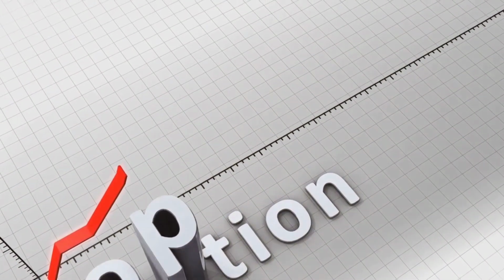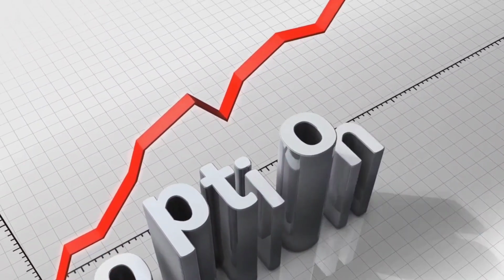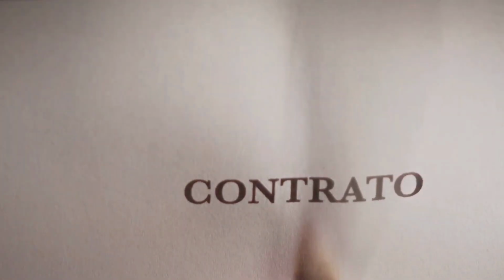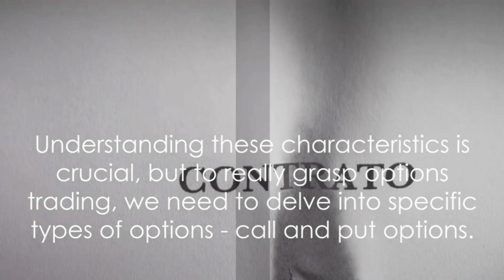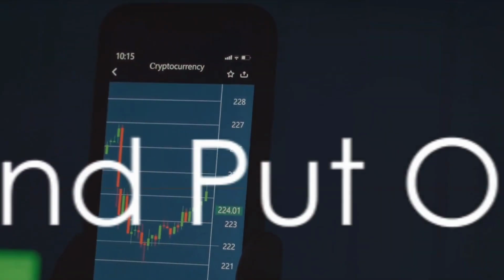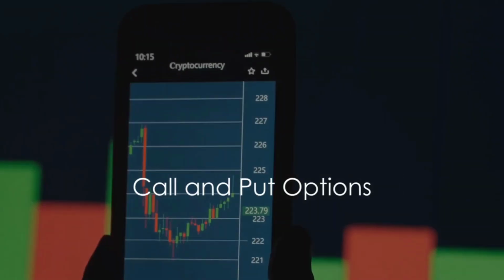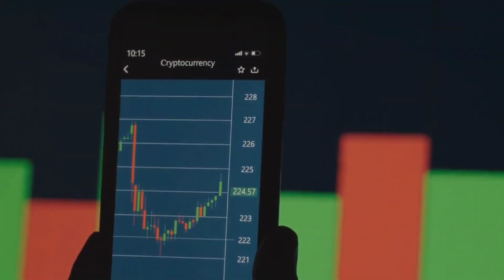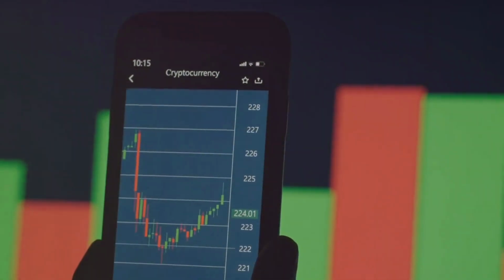They make options trading a flexible and potentially profitable venture, allowing you to control larger amounts of an asset without owning it outright. Understanding these characteristics is crucial, but to really grasp options trading, we need to delve into specific types of options: call and put options. Call options, put options, they might sound like fancy financial jargon, but they're actually pretty straightforward. Let's break them down together, shall we?